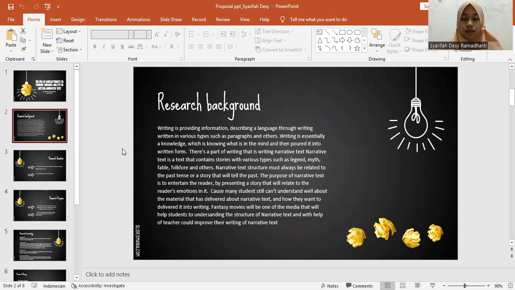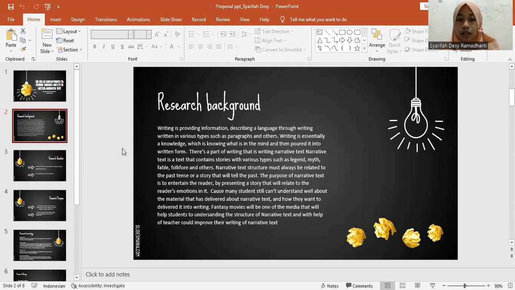So my research background is about writing and why I have chosen fantasy movies to improve students' writing of narrative text. Writing is providing information, describing a language through writing, and there are various types of writing, such as paragraphs and others.